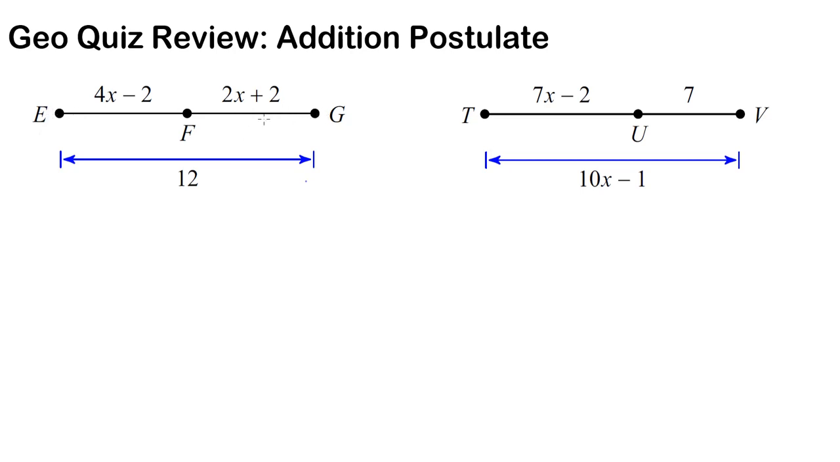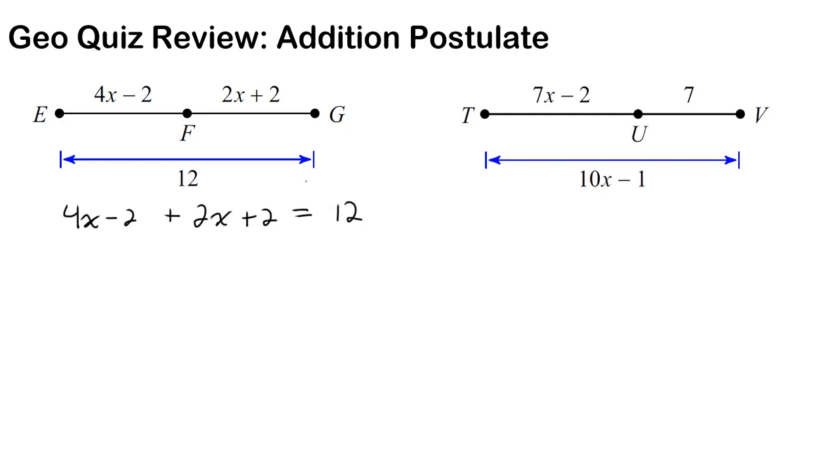So with that in mind, how do we solve for x? Well, all we need to do is write the correct equation. So the distance from E to F, which is represented by 4x minus 2, plus the distance from F to G, which is represented by 2x plus 2, equals the total distance from E to G, which we see here is 12.